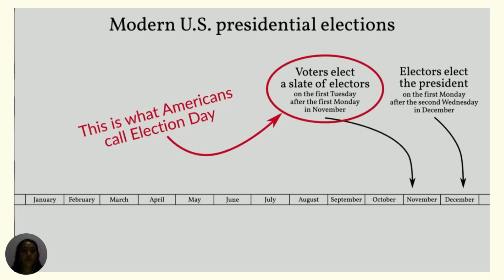The modern USA presidential election: voters elect a slate of electors on the first Tuesday after the first Monday in November, and electors elect the president on the first Monday after the second Wednesday in December. This is what Americans call Election Day.